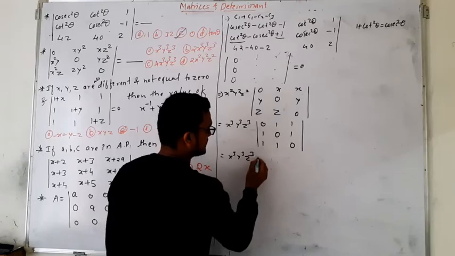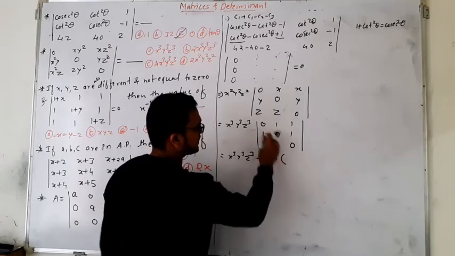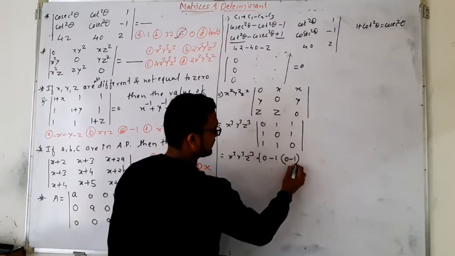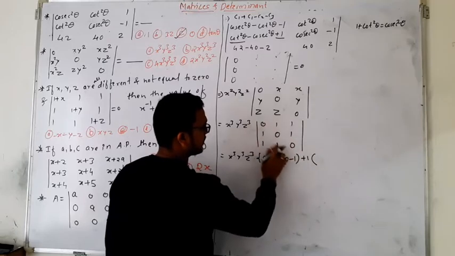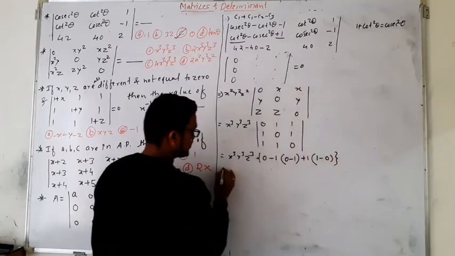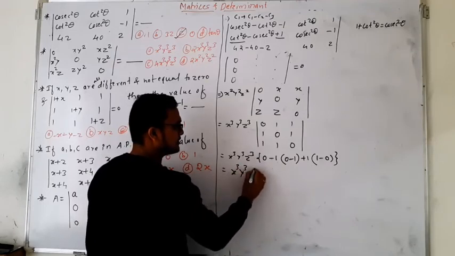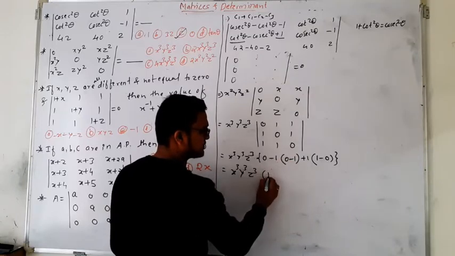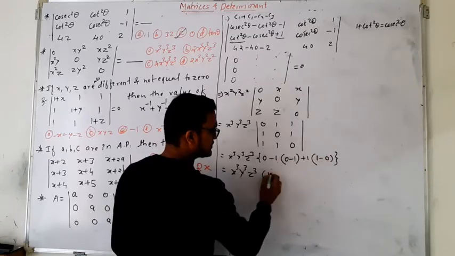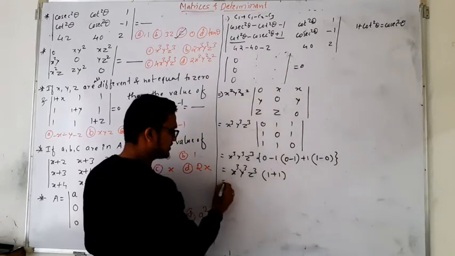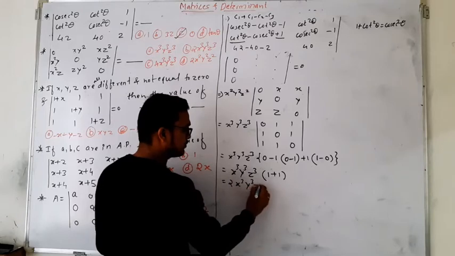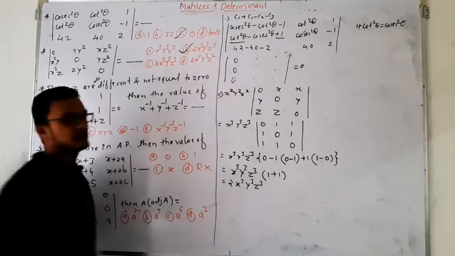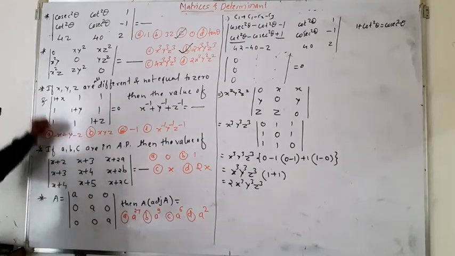Expand the determinant with the first row. It is 0 minus 1 into, leaving the first row, second column, 0 into 1, 0, 1 into 1, minus 1, plus 1 into, leaving the first row, third column, 1 into 1, 1, minus 0. So which is equal to x cube, y cube, z cube. Inside this, 0 minus 1 is minus 1, minus 1 into minus 1 is plus 1. Again 1 minus 0 is 1, 1 into plus 1 is plus 1. So 1 plus 1 is 2. So the answer is 2 into x cube, y cube and z cube. So option B will be correct in this. Okay. Next question.